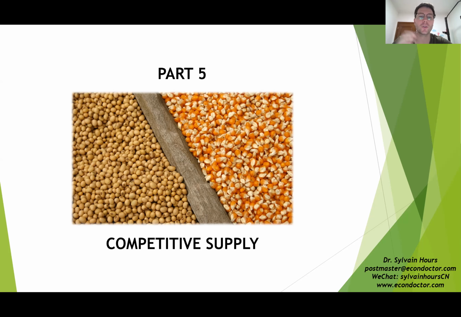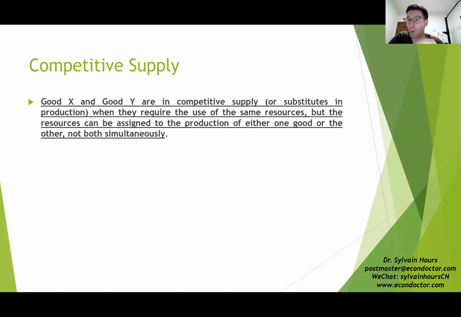But of course, you cannot create both at the same time. It's one or the other. If you use more of your field to produce corn, you will have less of your field left to produce soybeans, and vice versa. So that's why they are in competitive supply. You cannot produce more of them together. More of one is equal to less of the other. So that's how we define competitive supply properly. They are substitutes, but in production. In this case, you can replace one by the other in your production process.